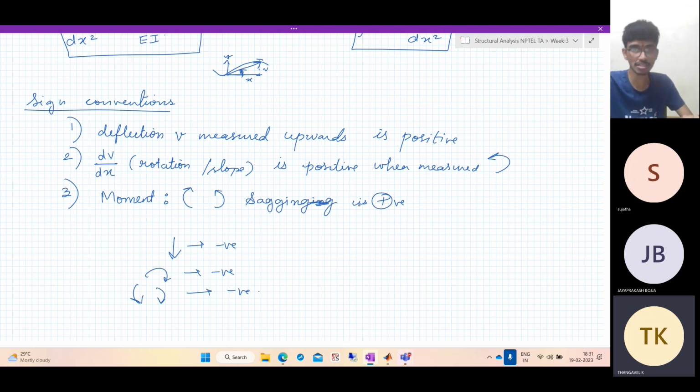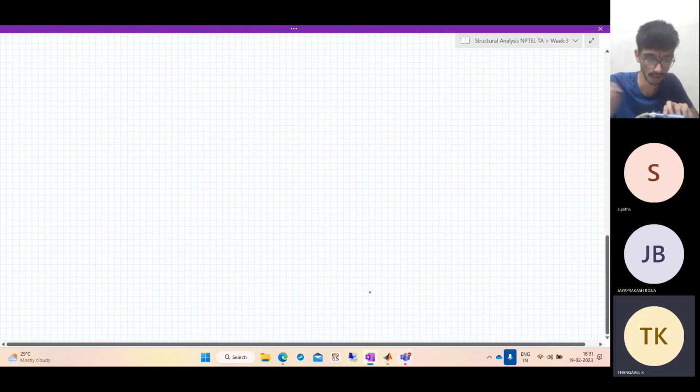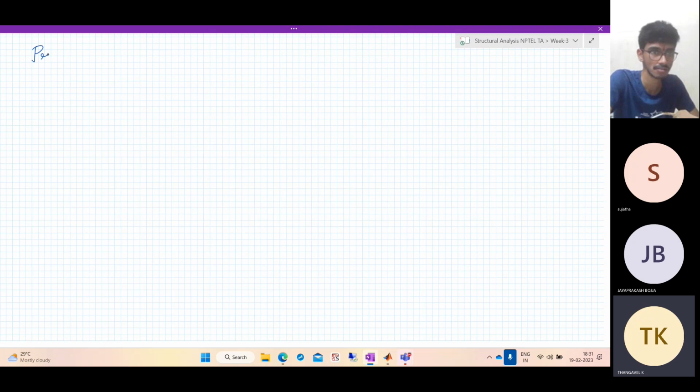So this is clear. Now, what is the procedure? Let's look at the procedure to use this method. As usual, the first step: you can right away start with the integration, you can get the moment and start with the integration. But it's always a good idea to sketch the elastic curve, even before you have solved for it, based on your intuition.